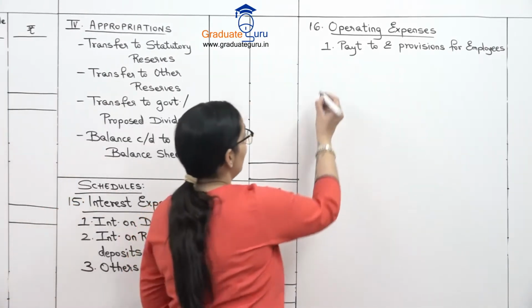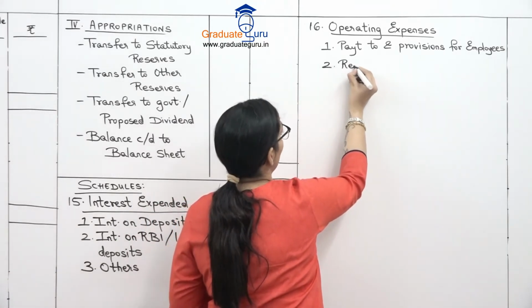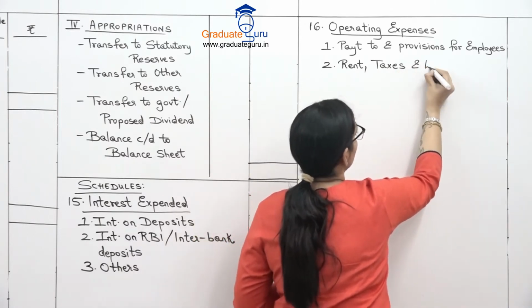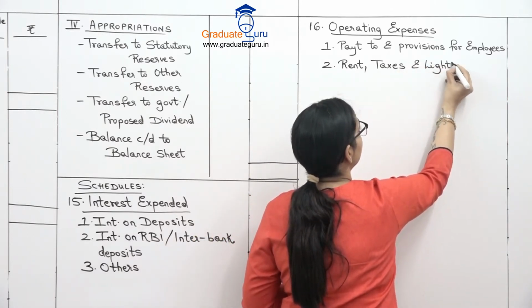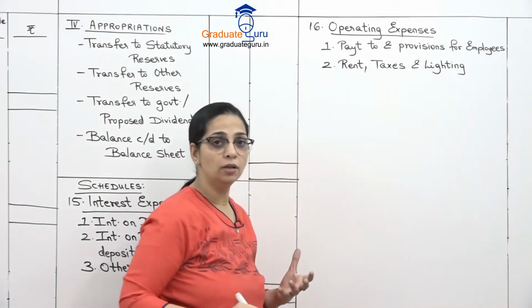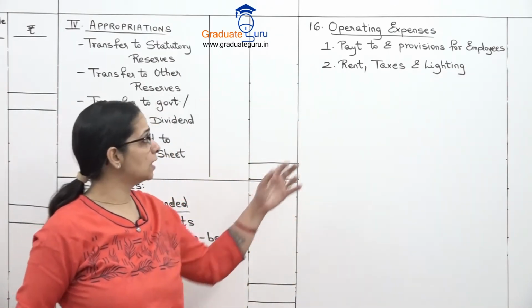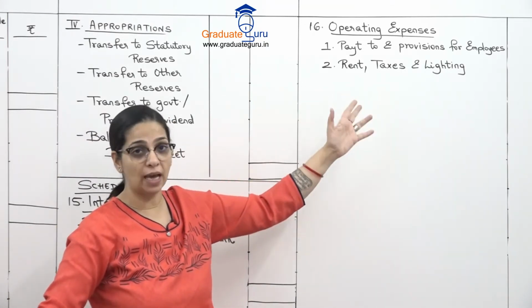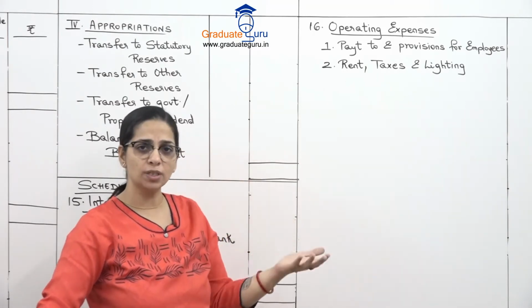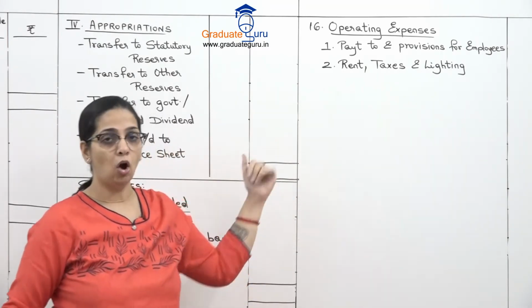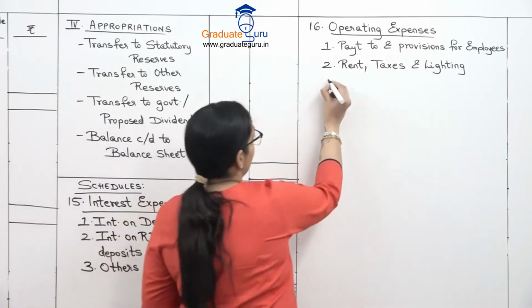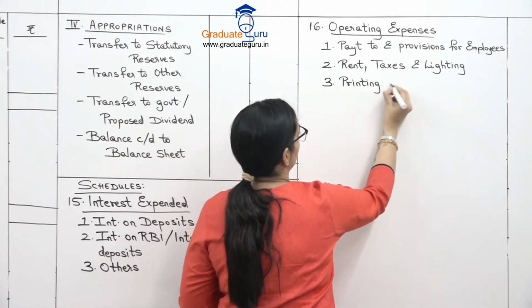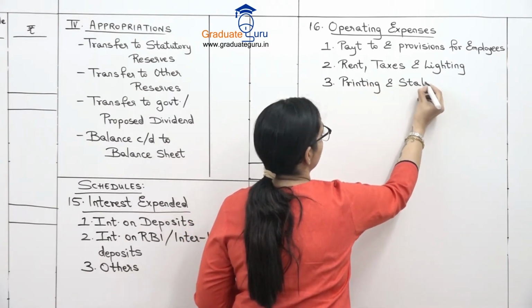Then we have rent, taxes and lighting. So these are basically all your expenses related to the premises. जहाँ से हम बैंक चला रहे हैं, उस premises के लिए expenses हैं. So if you are paying rent, if you are paying property taxes, here taxes means property taxes, and lighting, electricity, your electricity bill basically, all that will come over here. Then we have printing and stationery, which is a normal expense head.